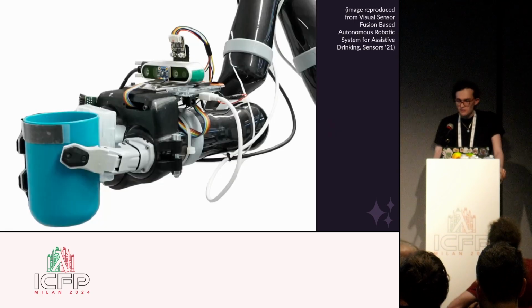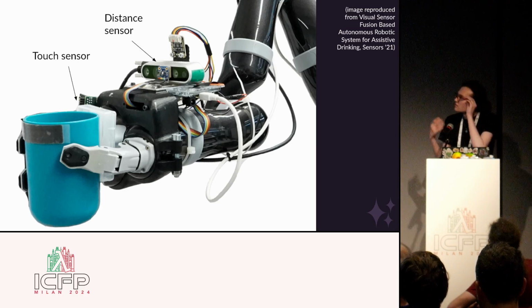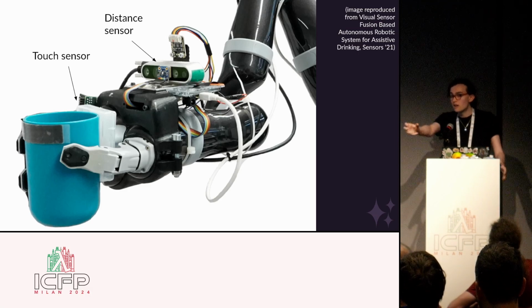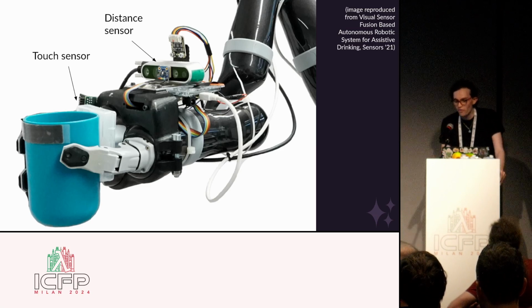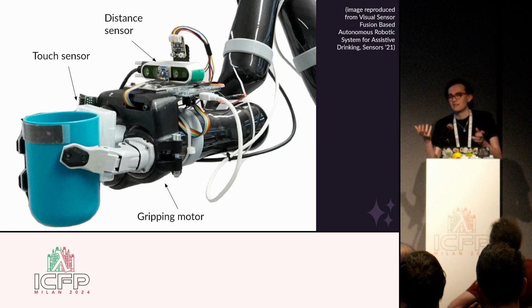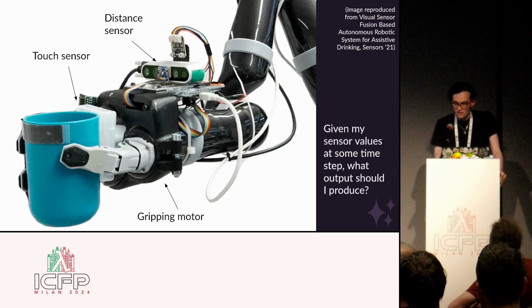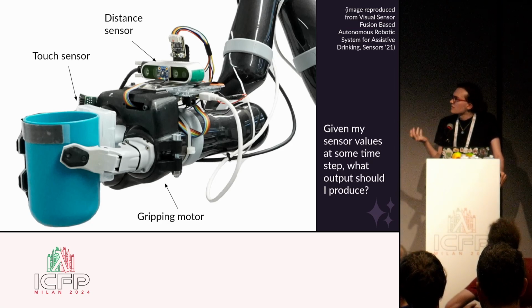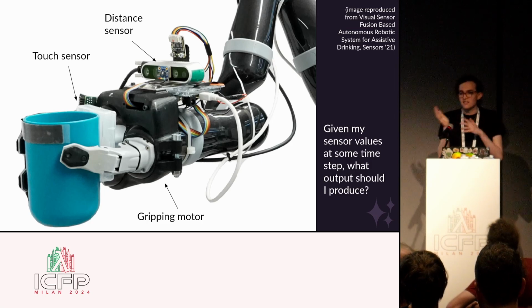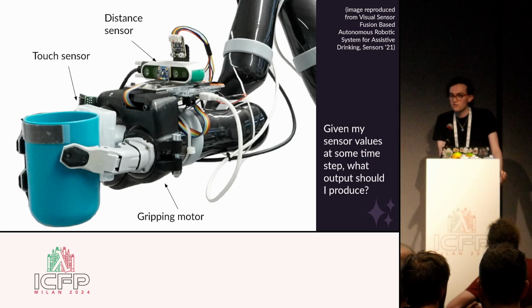So here's a robot that I found, and we're going to write an AFRP program for working with it. We're going to give it a pair of sensors, a distance sensor and a touch sensor, to determine if there is an object within my grasp and how much I am grasping that object if I'm already grasping it. And we're going to give it a single gripping motor that we can control to determine how much we grip. The question then becomes, given my sensor values at some time step, what output should I produce? Given a touch and a distance reading, what should my gripping motor be set to?